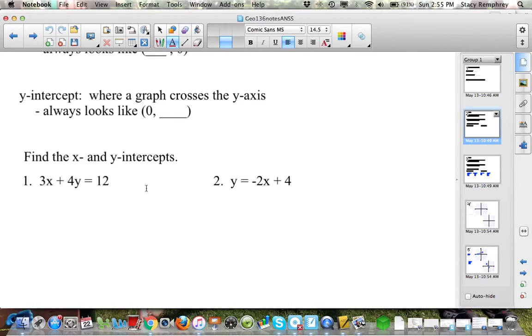It's where it crosses the y-axis, and therefore the x value of the coordinate is always 0. You're not going left or right at all. You're only going up and down on the y-axis. So in number 1 and number 2, your job is to find the x and y intercepts. So I'd like you to push pause now, use those definitions that we gave above, and try to find the x and y intercepts. So please push pause now and try to work through that.